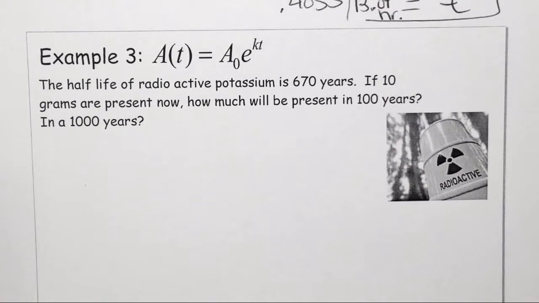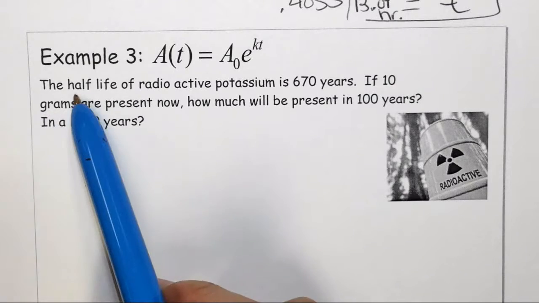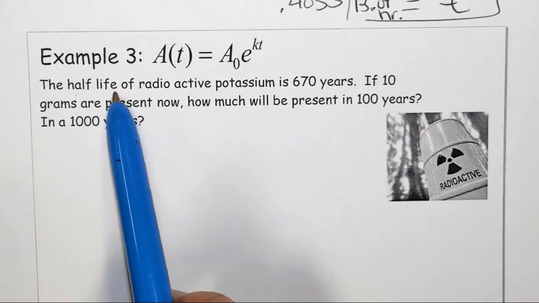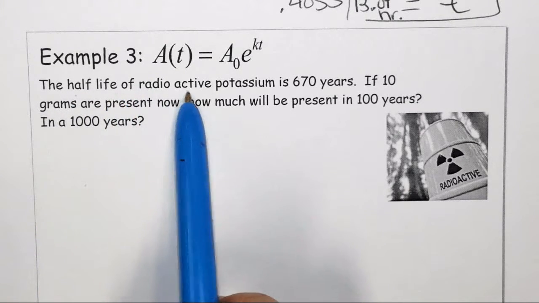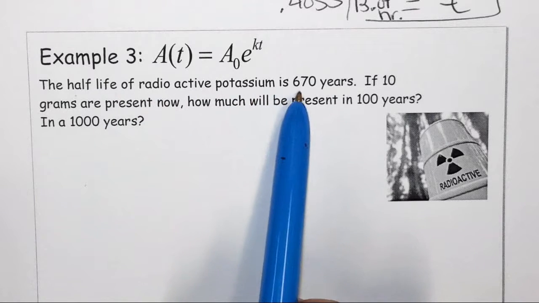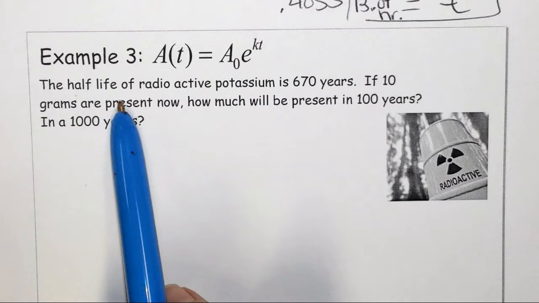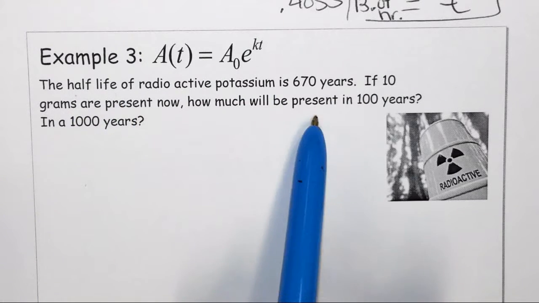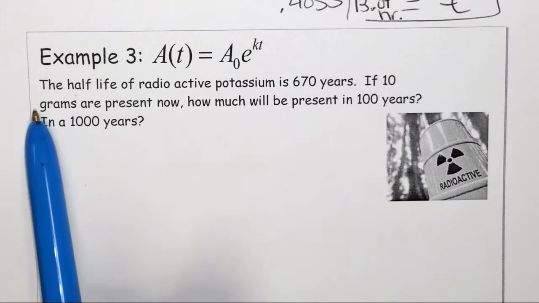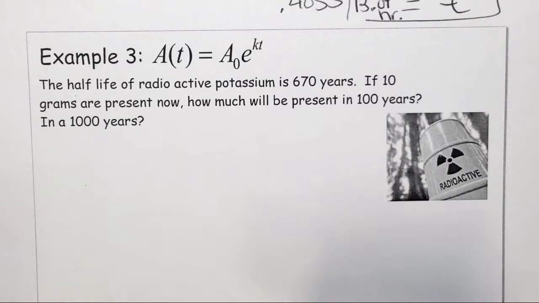All right, last one we have to do. The only reason I'm doing this last problem is the vocabulary. By the way, I did a horrible job typing on your version, so let's find my typos. It should read the half-life, not like, of a radioactive potassium is 670 years. If 10 grams are present now, how much will be present in 100 years, and then also in 1,000 years?